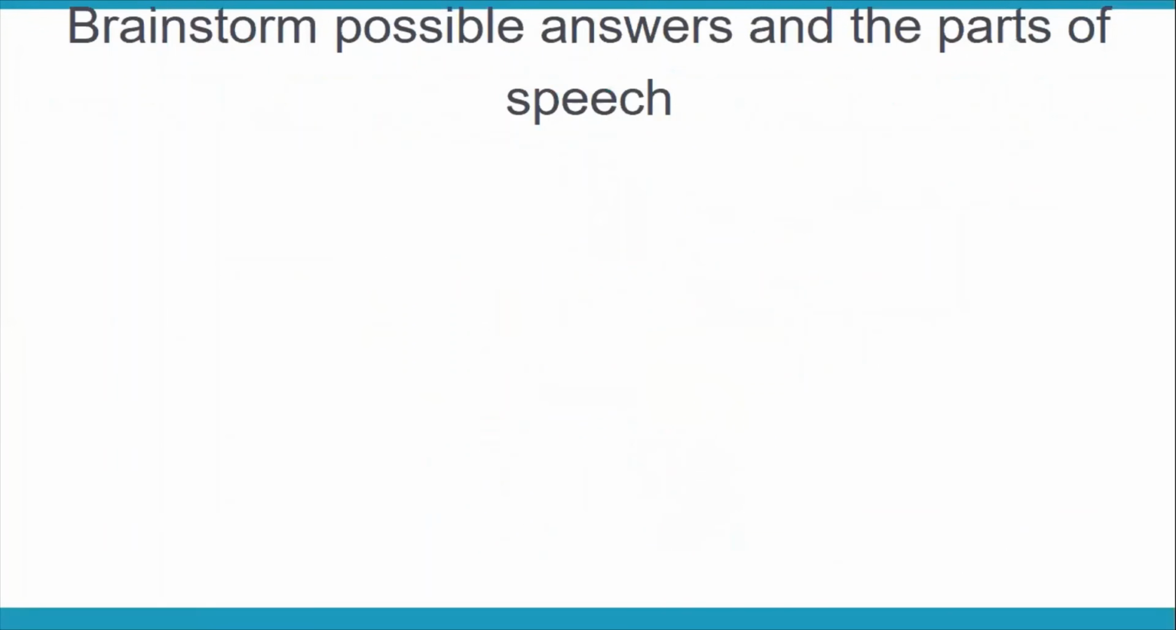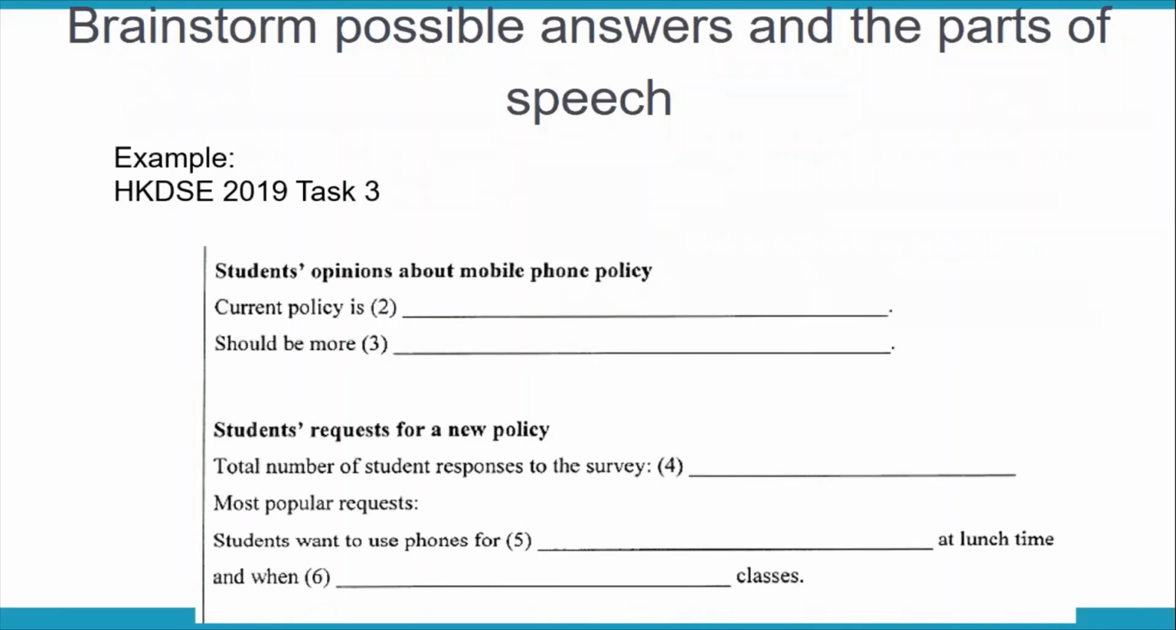I'm going to show you how to brainstorm possible answers and the parts of speech in this slide. Let's take a look at item 2 and 3. In these two items, you need to put down students' opinions about mobile phone policy. So as you can see in the question, is and also more are used. So you can make a guess that in these two blanks, most likely you are going to fill in adjectives.